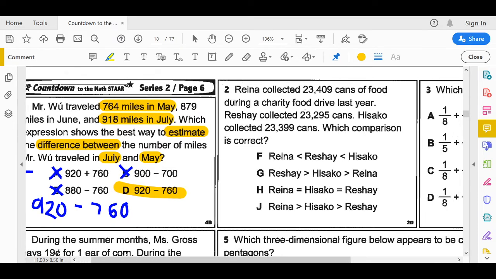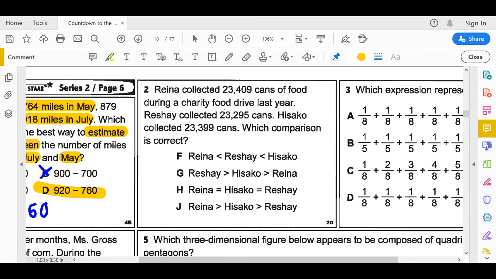Let's move on to number 2, right here. Reina collected 23,409 cans of food during a charity food drive last year. Riche collected 23,295 cans and Hisako collected 23,399 cans. Which comparison is correct? And then we have 4 options, okay?